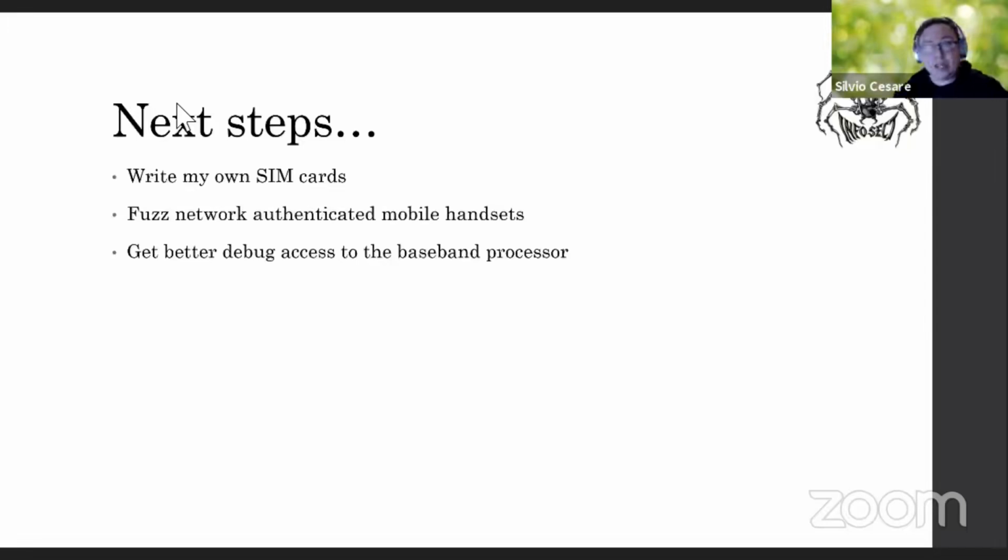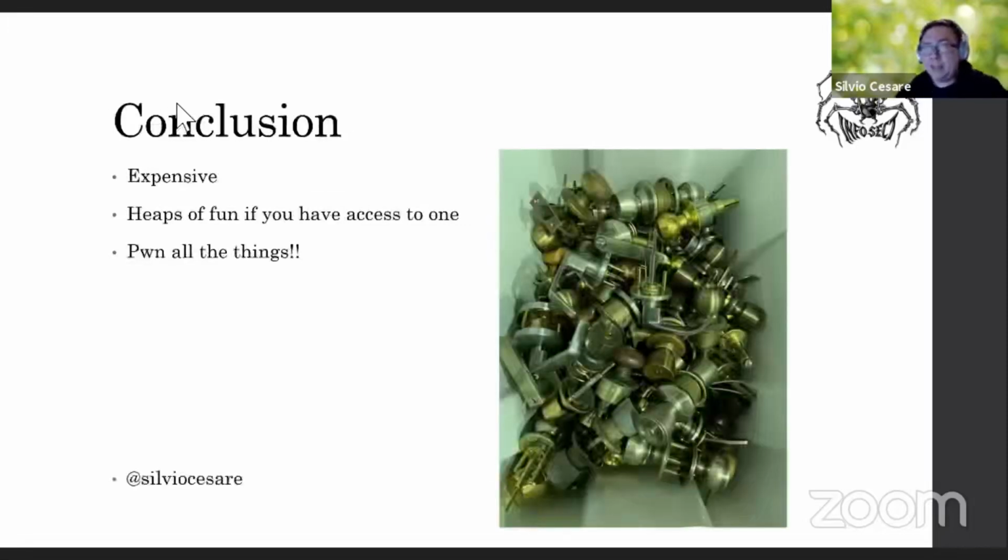I'd also like to get better debug access to the baseband processor so that if I do get a crash, I can see what it's doing and be able to develop some exploitation around that. So that's sort of the things that you can do with the Faraday cage. There's more things you can do with it, but these are two things that I've done, and I've done the baseband attack quite a bit.